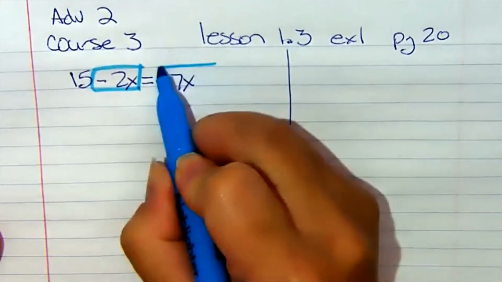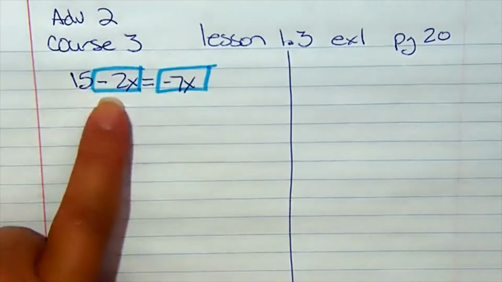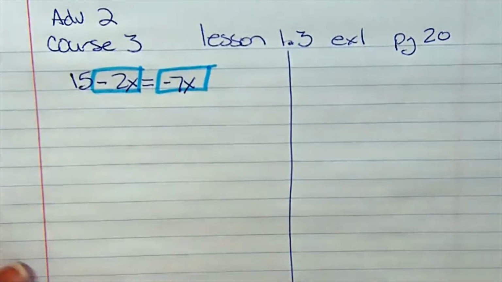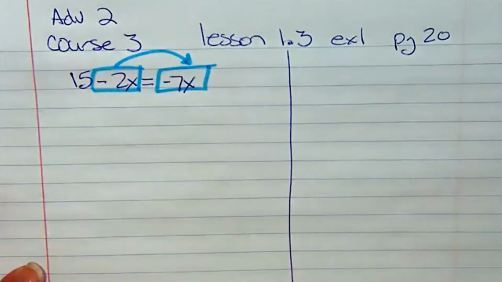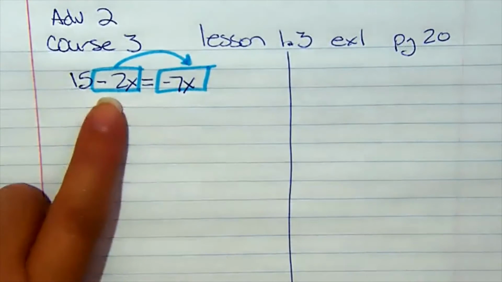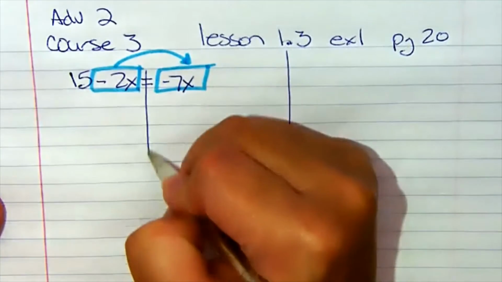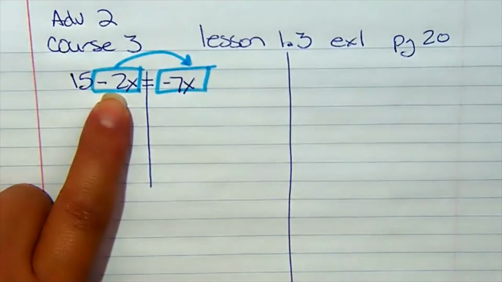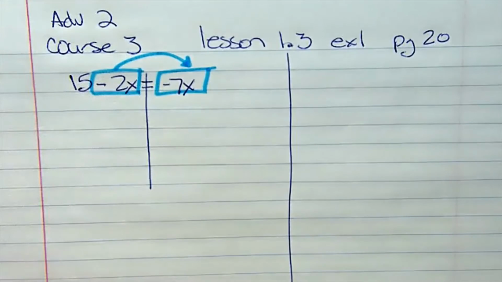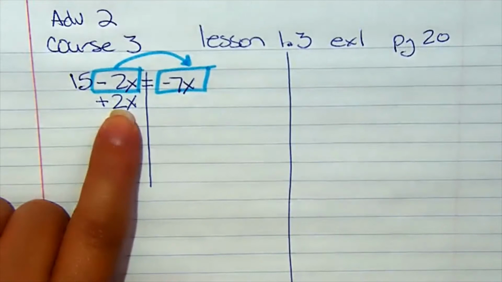So here's my term with a variable, and here's my term with a variable. Since my constant is on the left, I want to move this variable to the right. I want to get it over here. And you guys already know how to do this. We're going to use inverse operations to get rid of the variable on one side and move it to the other. So I want to get rid of or undo this negative 2x on the left. So to undo negative 2x, I'm going to use the inverse operation and add 2x.